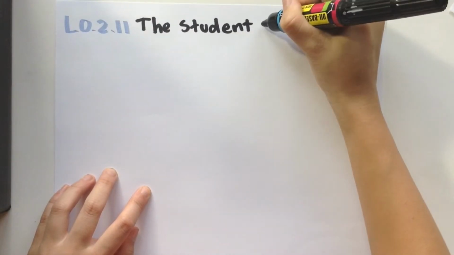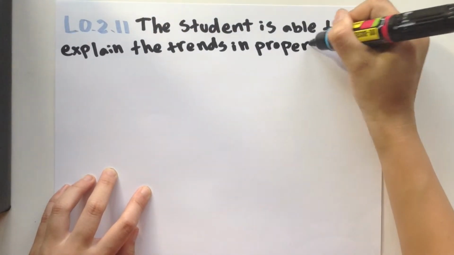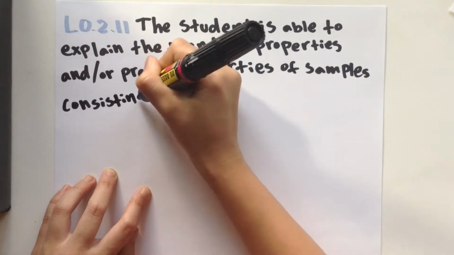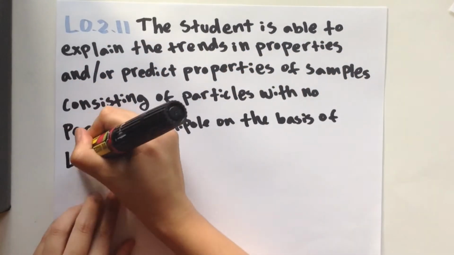Learning Objective 2.11 states that the student is able to explain the trends in properties and/or predict properties of samples consisting of particles with no permanent dipole on the basis of London dispersion force.